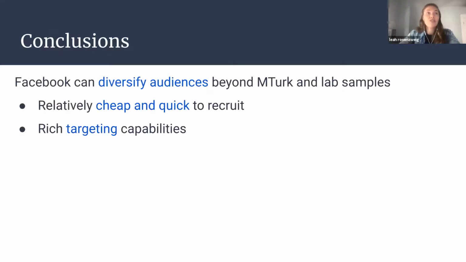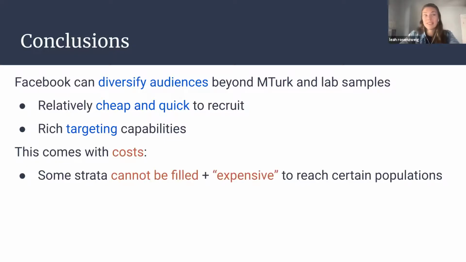So some quick conclusions. Facebook can diversify audiences beyond mTurk and lab samples. It can be relatively cheap and quick, and it does have these rich targeting capabilities. But this comes with costs, so some strata cannot be filled and are actually quite expensive to reach certain populations. The targeting accuracy is mixed.